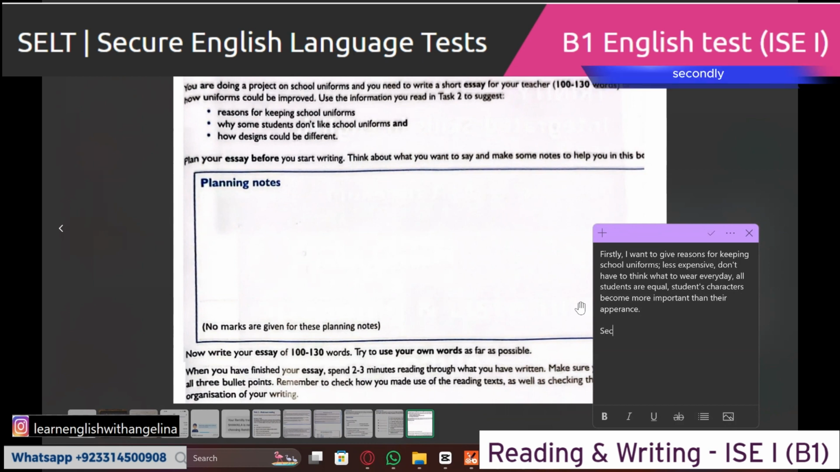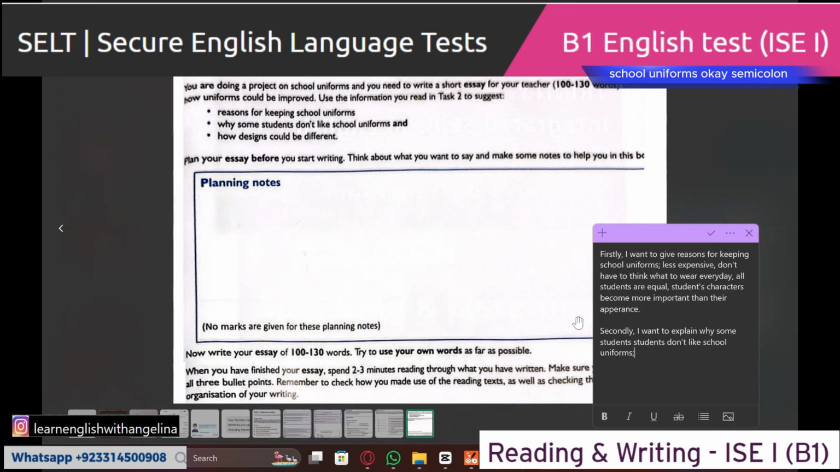Secondly, I want to talk about, explain. Why explain? Because this is a text from the book, so they have not given verbs with it. But in your real test, they already tell you describe, explain, say. So you can use the same words which are given there. Explain why some students don't like school uniform. You can also write talk about. There's nothing wrong with it. That's perfect. I just want to give tips for people who do not know anything at all and they just need to copy. Okay, students don't like school uniforms.